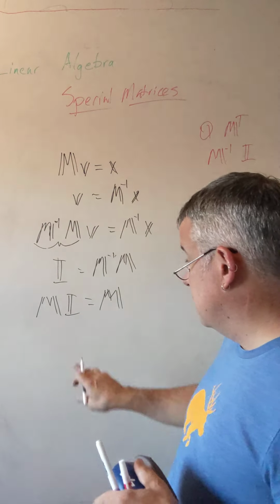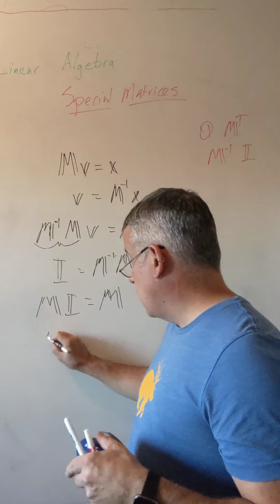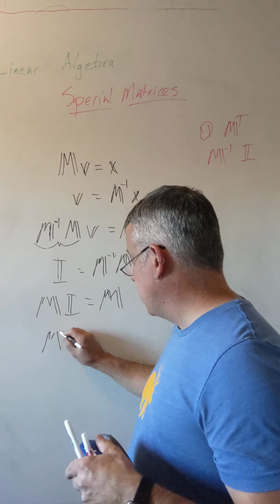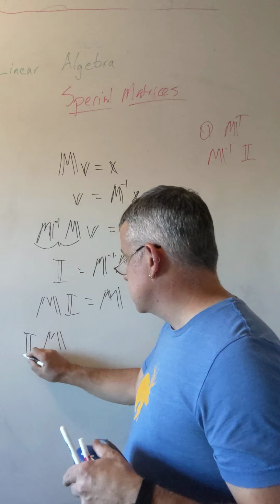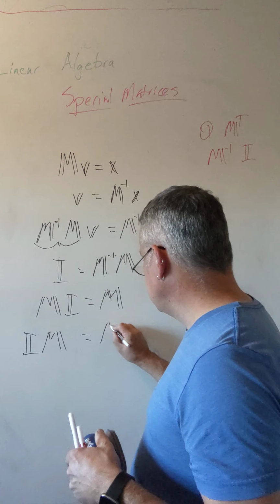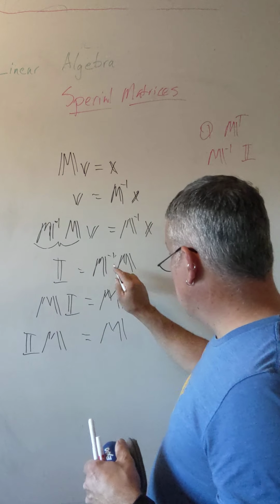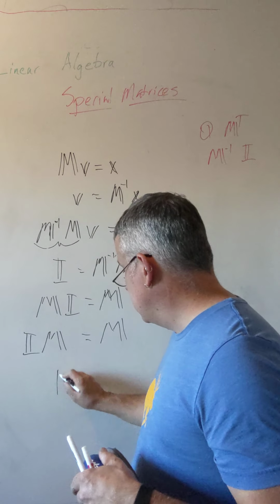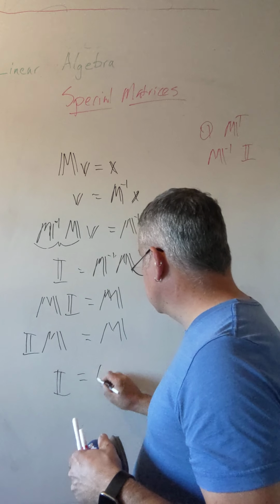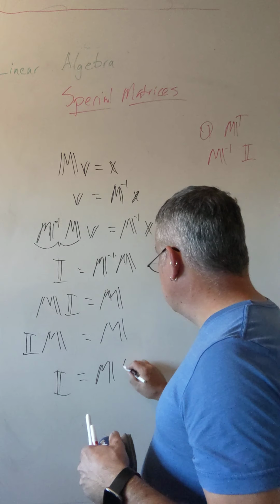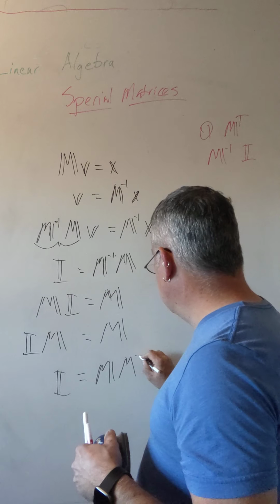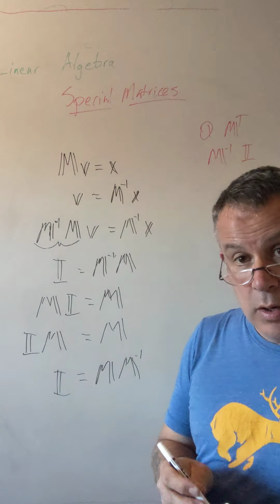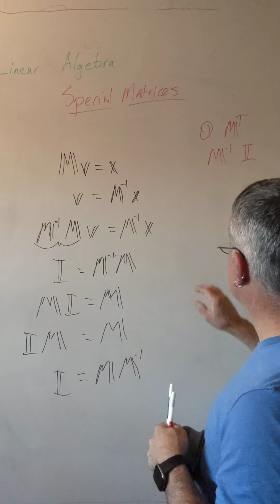This is true for any matrix. It's not like the eigenvalues. This is true in general. Or I could do it the other way around and put the identity matrix on the other side. Or I could do this other one. I could say the identity matrix is equal to the matrix right multiplied by its inverse matrix. Okay, so that's the identity matrix.